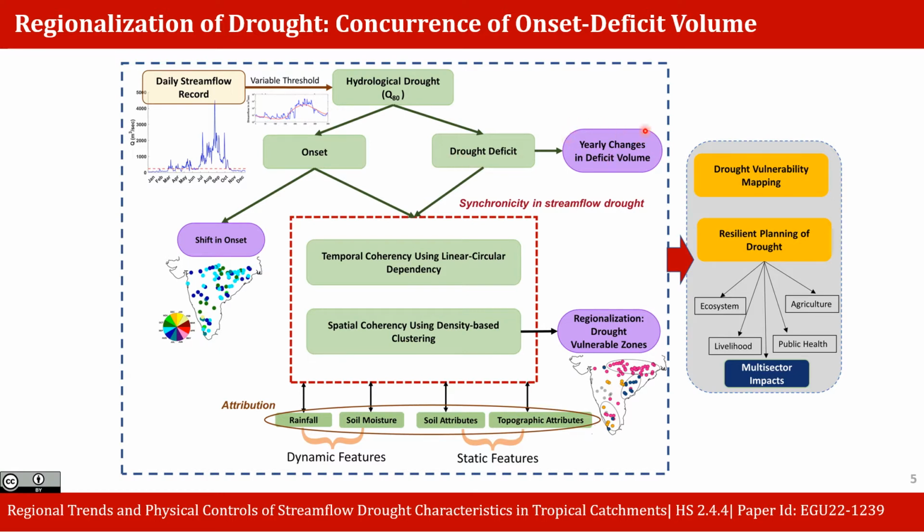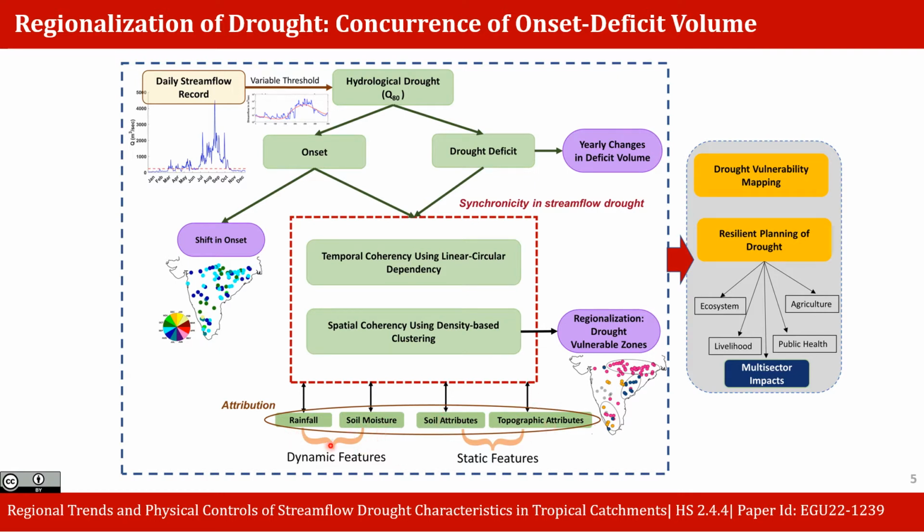So for yearly changes in deficit volume, we observe the trend. We observe the trend in the onset, how the onset is shifting with time. And then we observe the synchronicity in the streamflow drought. We observe the temporal coherency using linear and circular dependency, and also we observe spatial coherency using density-based clustering. Then we went for the regionalization of drought vulnerable zones, where we found three zones using the density-based scan method. And also then we attributed the rainfall and the soil moisture, soil attributes, and the topographic attributes.